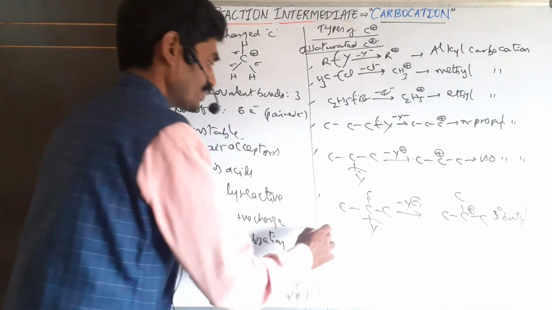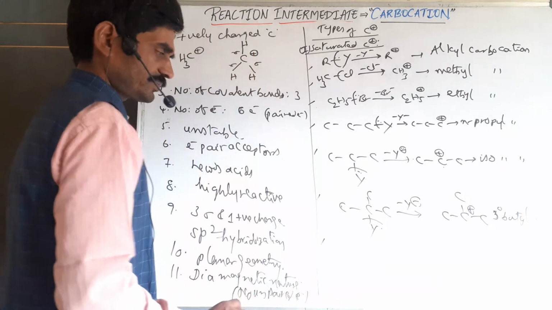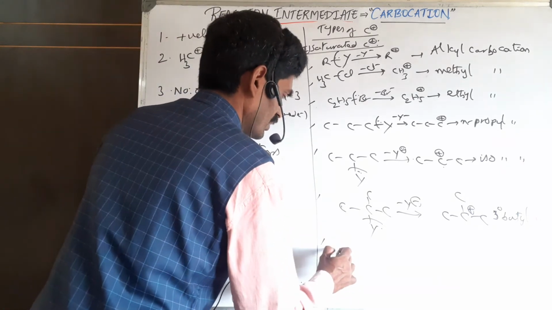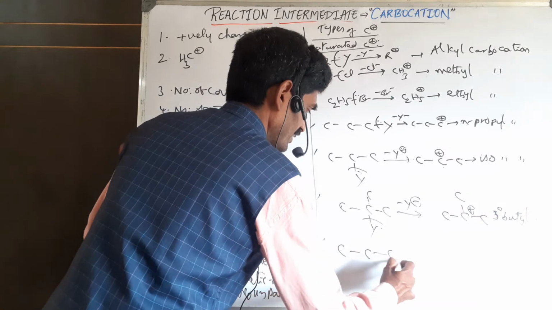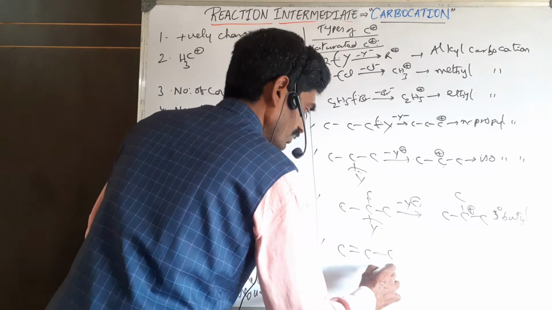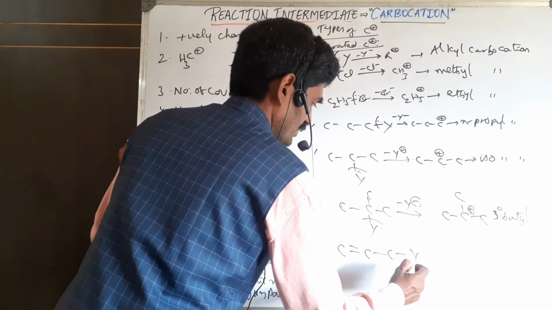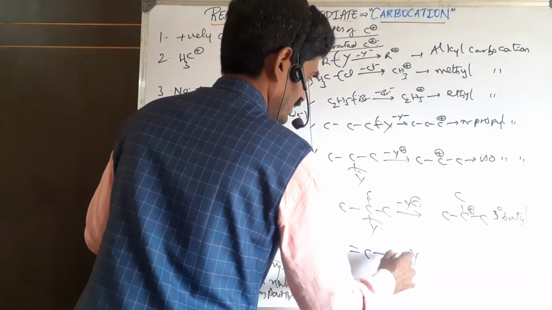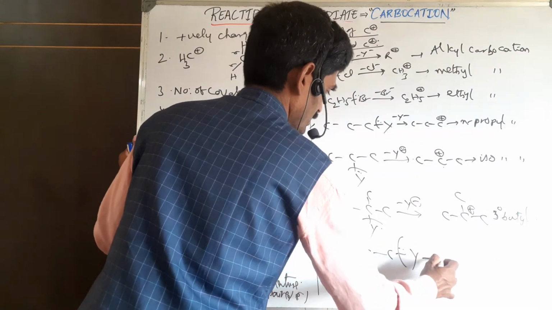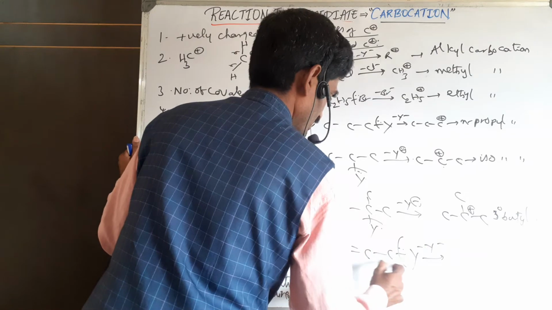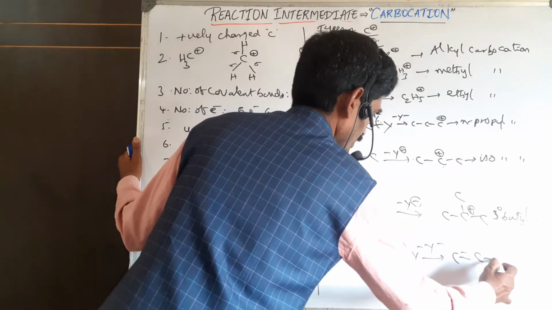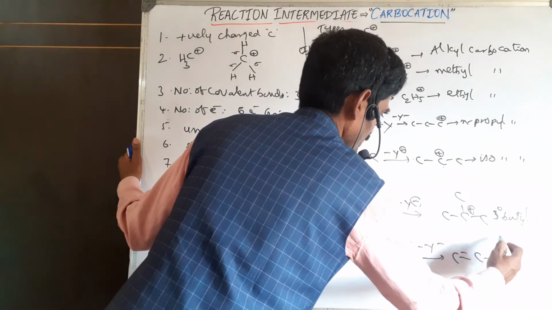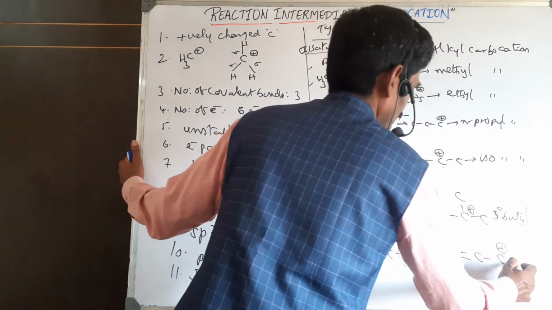Next one, take the allyl carbocation. Here 3 carbons are there with a double bond, and a Y atom is present. Y takes up 2 electrons and becomes Y minus, and then you get the carbon carrying the positive charge. It is an allyl carbocation.